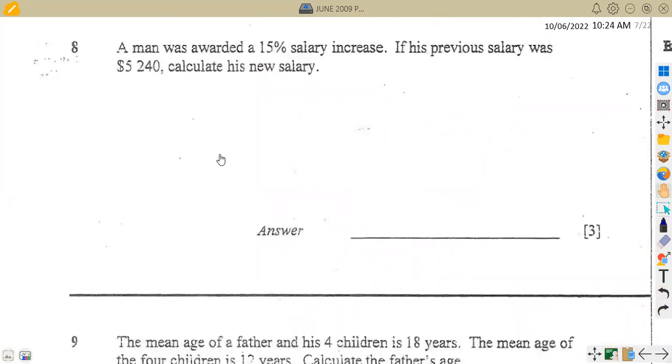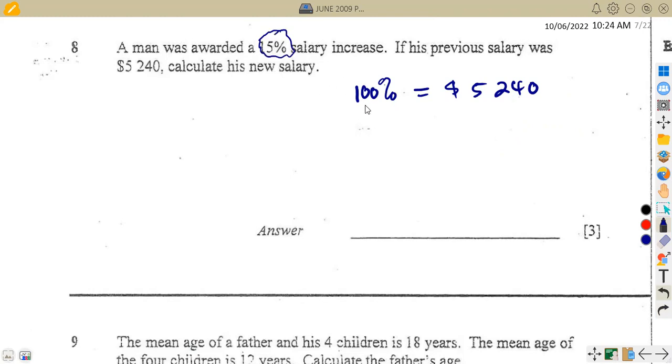All right, on number 8, a man was awarded a 15% salary increase if his previous salary was $5,240. Calculate his new salary. So guys, I told you everything starts at 100%. Before any increase or before a decrease, it's at 100%. So his previous salary, before it was increased, was at 100%. That is $5,240.